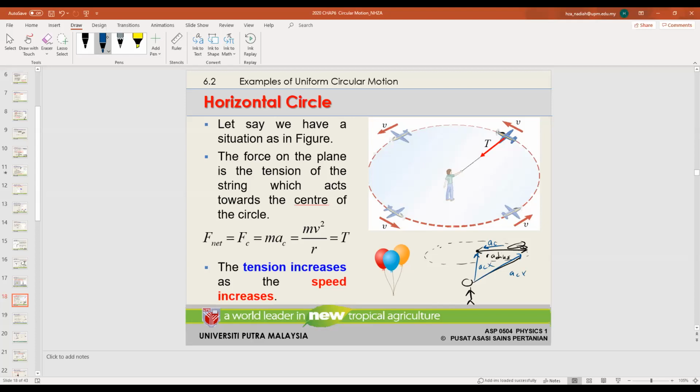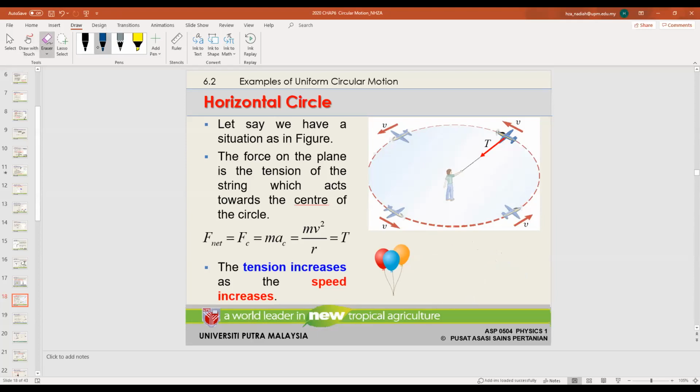Where is the circular motion? The circle is up here and the center of this circle is here. So this AC is pointing towards the center. Okay, that's an example. Okay, so padam dulu.